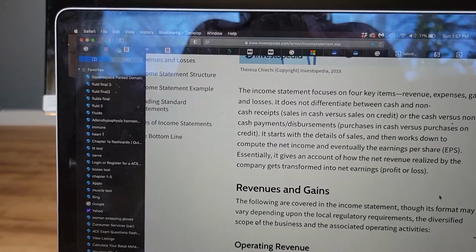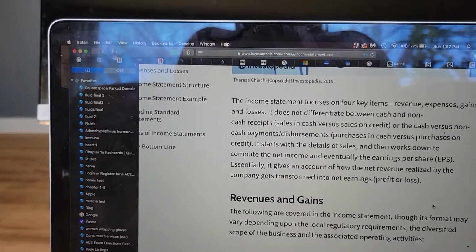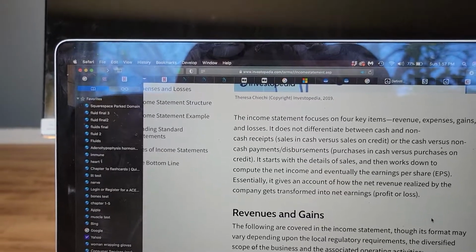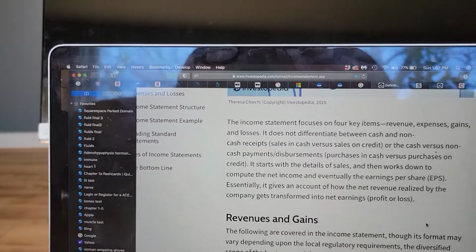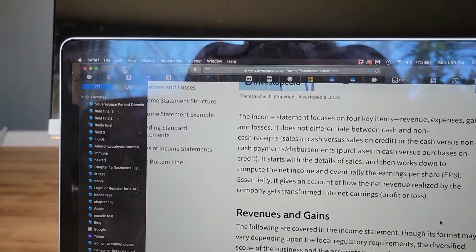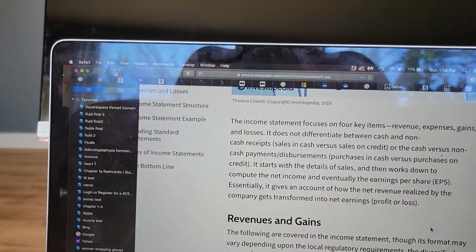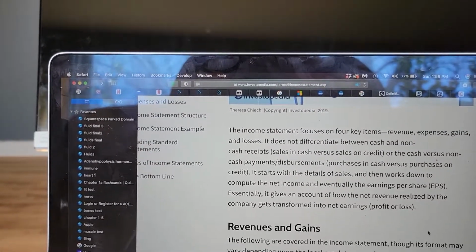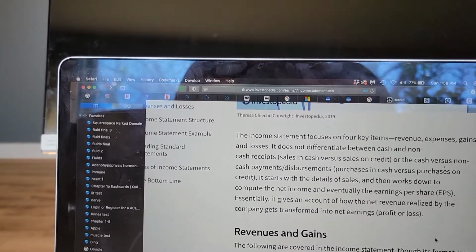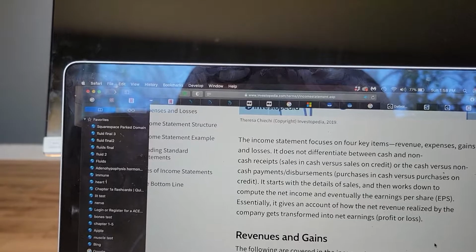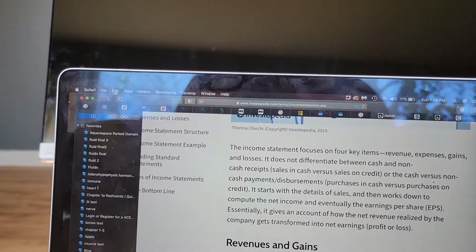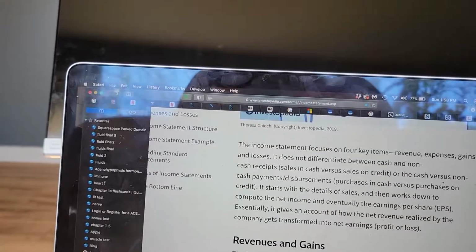Essentially, it gives an account of how the net revenue realized by the company gets transformed into net earnings, profit or loss. Now, I know they make that very hard to read, but the only thing they're really saying is net revenue is over net earnings. I would go back and say net revenue equals net earnings. That's what it basically means.